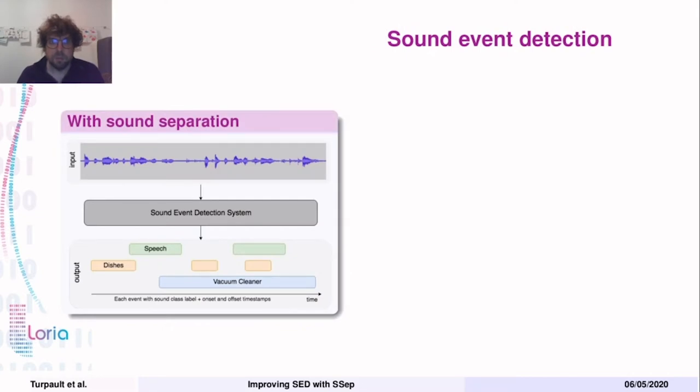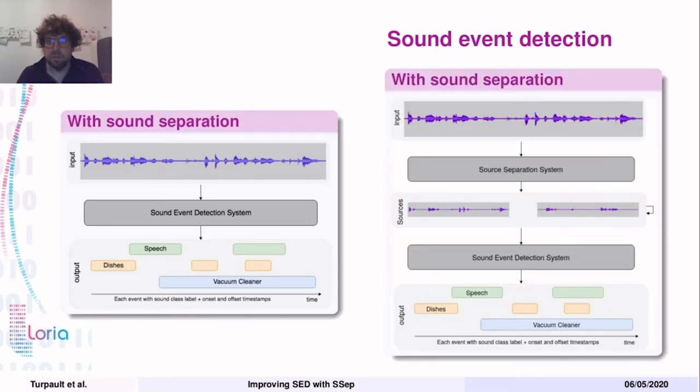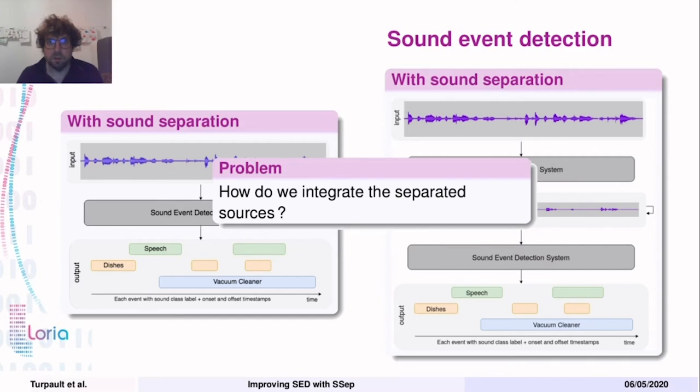The idea is that what we did until now was just to deal with the mixture directly with the sound event detection, without explicitly separating the sources and relying only on the sound event detection to discriminate between the overlapping sources. What we propose to do here is to first process the sequence with a sound separation system to obtain several clips that are related to several sound sources. Then we are going to feed those several clips to the sound event detection system to perform overlapping event detection. One of the questions here is how do we integrate the separated sound sources?